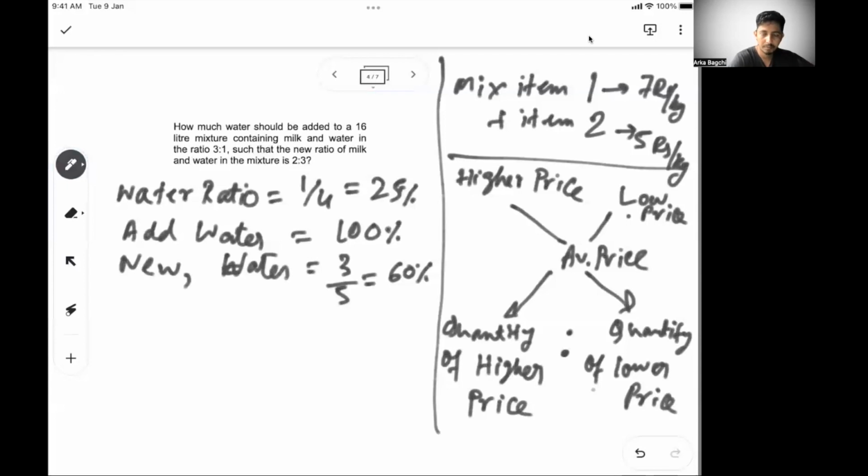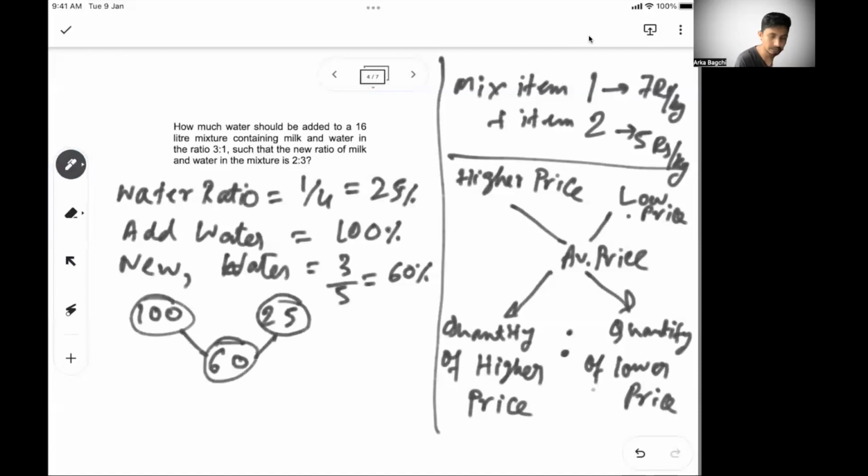Again, what is the higher? There is no price, but the percentage is higher. So we start with the higher percentage, that is 100. The lower percentage is 25. Your average is at 60. So this is the pure water, this is your initial mixture, and this is the target mixture in the result. So basically, they said how much of this should be mixed with this.